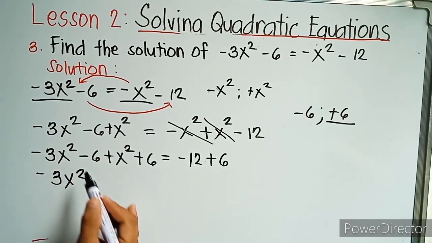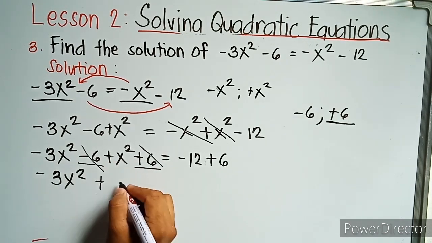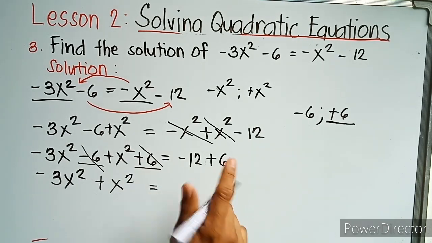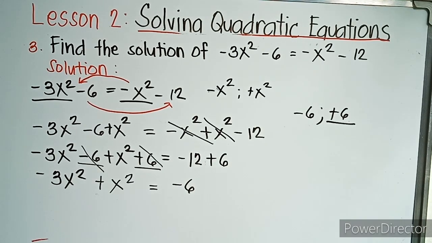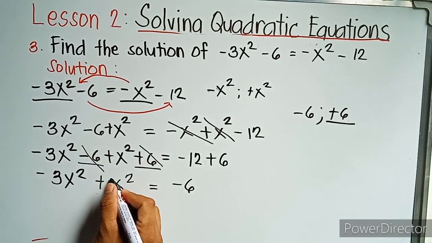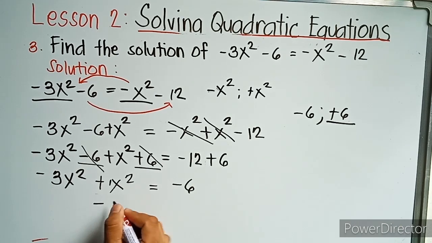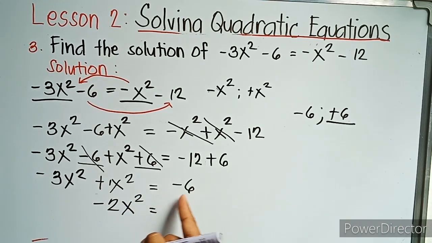Okay. Look at this. Negative 6, positive 6. So, we can cancel. So, natira, plus x squared equals negative 12 plus 6. So, we have negative 6. Okay. Then, negative 3x squared plus x squared. As you can see, mayroon siyang 1 dito. So, negative 3 plus 1 is negative 2x squared equals negative 6.